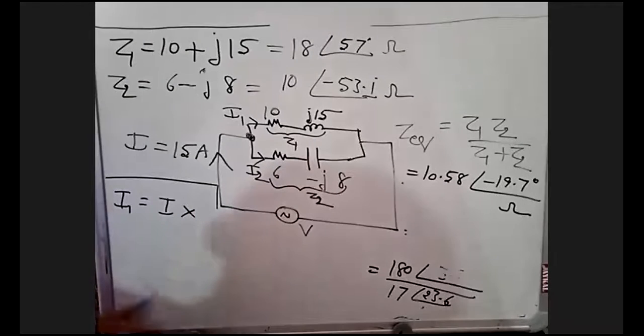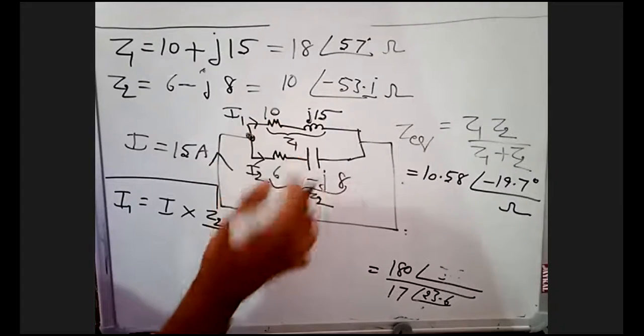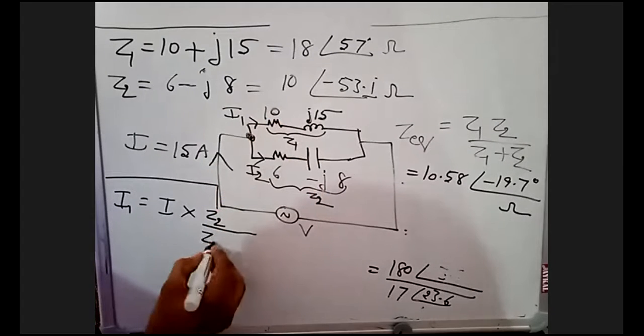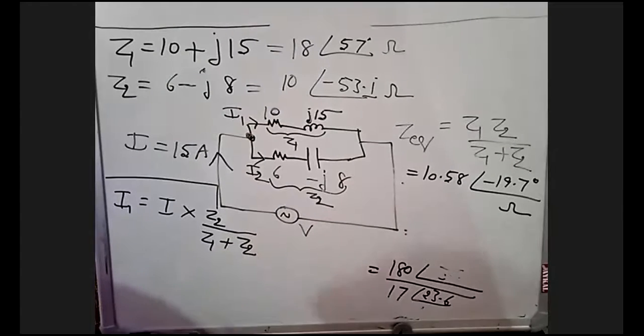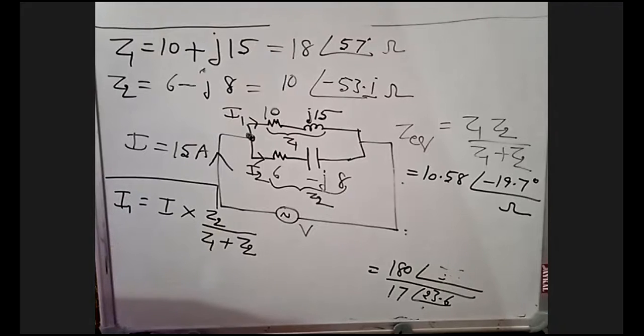It is Z2, the opposite branch. I1 is flowing in Z1, so Z1's opposite is Z2, divided by the total impedance of parallel branches. In DC, I1 will take R2 by R1 plus R2. But in AC we will take impedances, because we have not only resistance but also reactance. I1 is equal to total current into opposite branch impedance by total impedance of parallel branches.